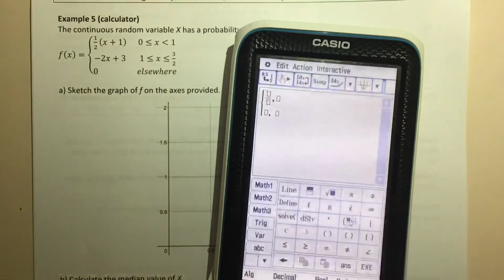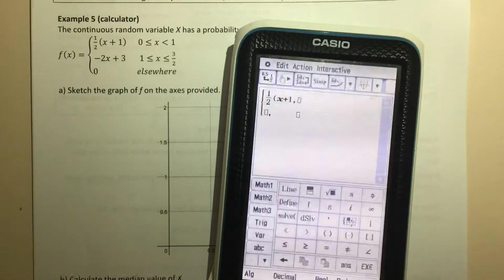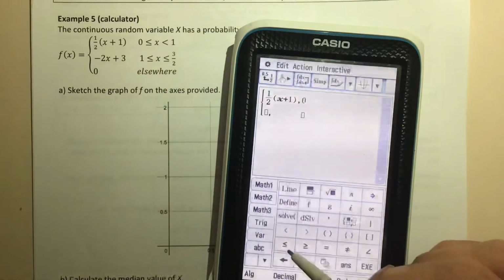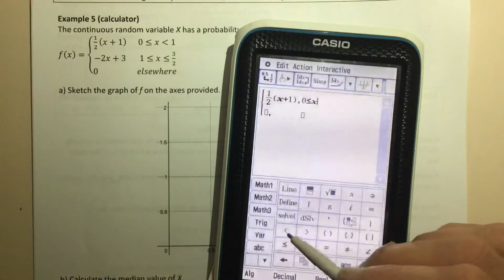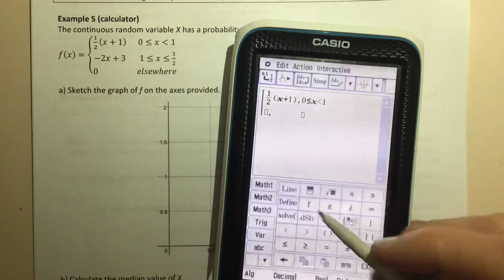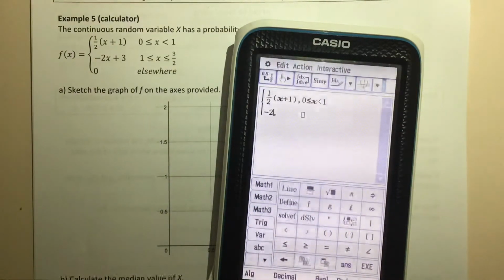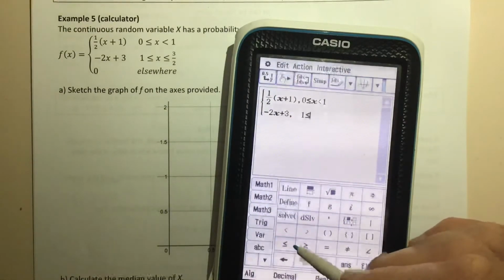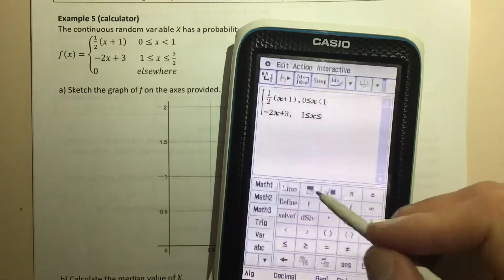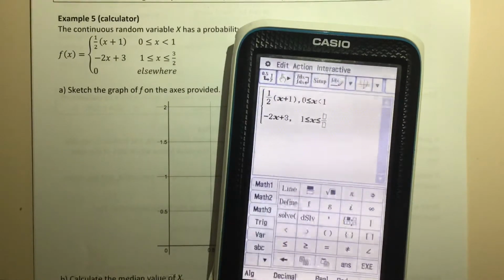So there's a half times x plus 1. And then after the comma is where you put the domain. And so that's 0 less than or equal to x, and x is less than 1. You can use the inequality buttons in the same section, Math 3. And then negative 2x plus 3. And the domain for that one was 1 is less than or equal to x, which is less than or equal to 3 on 2.